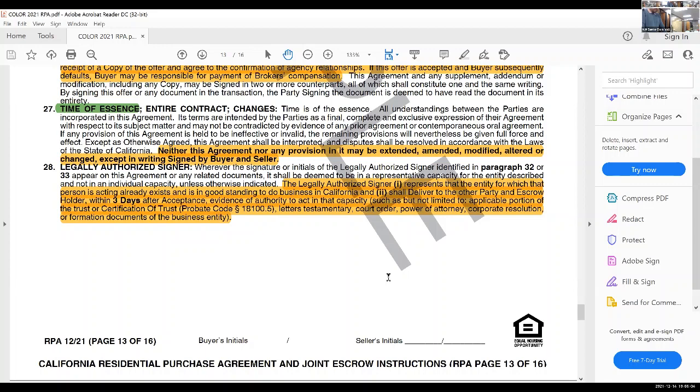Right? Time is of the essence. Entire contract and changes. The time is of the essence. Want to make sure that all the timelines are followed. But if you want to enforce time is of the essence, you must adhere to time is of the essence. So make sure that you are adhering to the contract timelines.